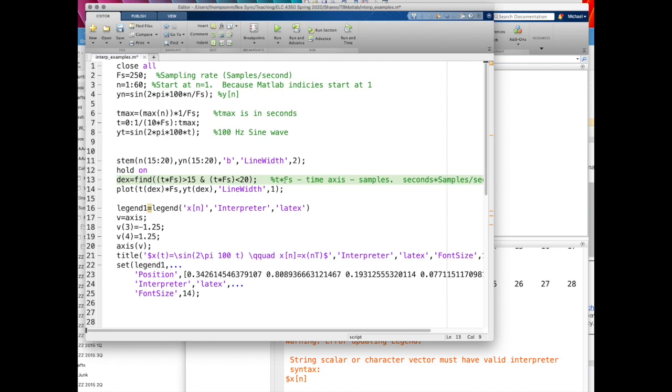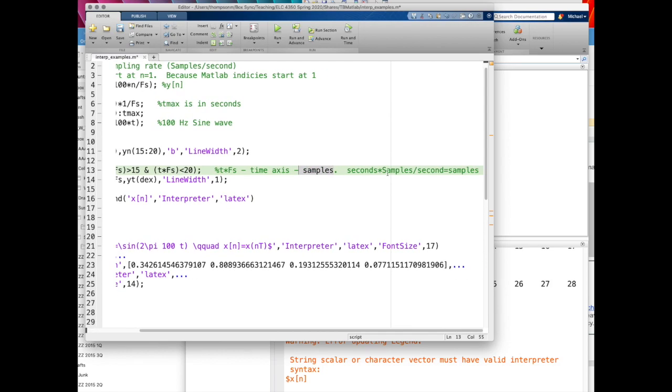So what I do here is I start looking at t times fs. Remember, t is a time vector and it's in seconds. If I look at the product, t times fs, we're using that as the time axis. That turns out to be in samples. One way to think of that is if you take t, which is in seconds, and you multiply by the sampling rate, which is samples per second, then the overall result turns out to be in samples.